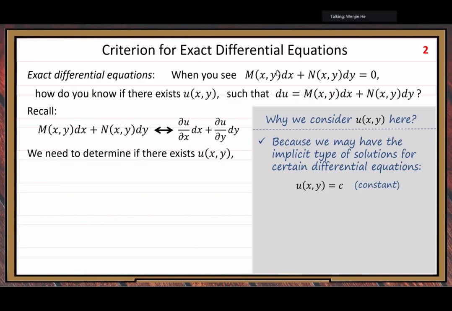If you can represent it as a total differential, then we call that equation an exact differential equation. So here you can see, if you compare these two sides term by term, the capital M function should correspond to partial U over partial X, and the capital N function corresponds to partial U over partial Y.